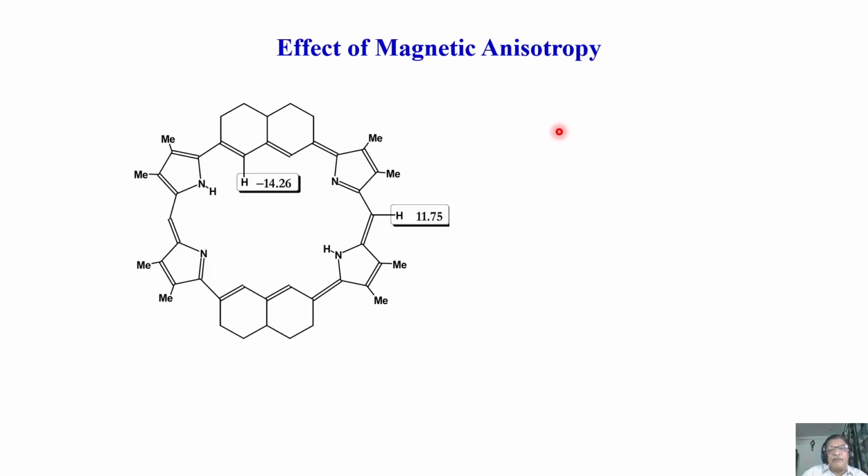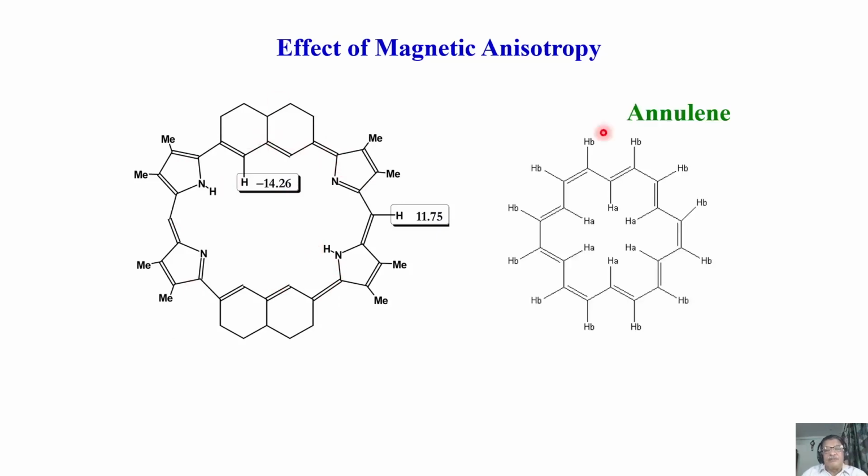Effect of magnetic anisotropy. You all know, because of the magnetic anisotropy, sometimes it so happens how the charge is situated. You can find out. Of course, this is with the ring current effect also. You can look at a molecule like annulene. Look at a bigger molecule like this. Now there are protons which are projecting inside this cavity-like thing. Here also there are protons that are projecting inside. There are also peripheral protons here. This is the annulene molecule.